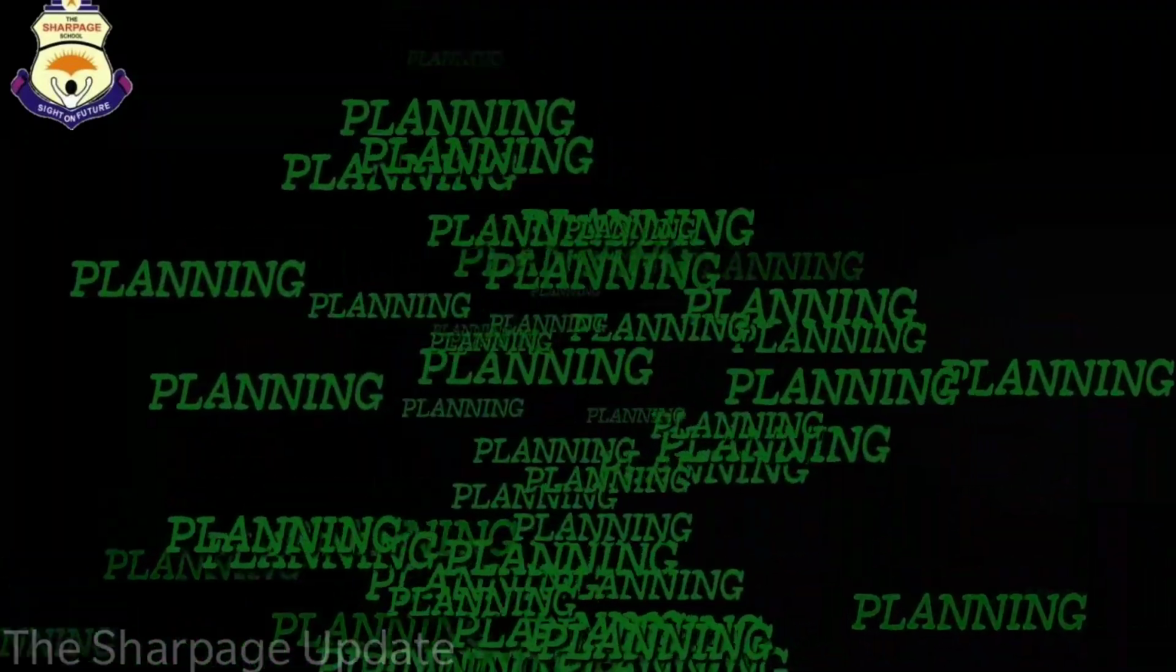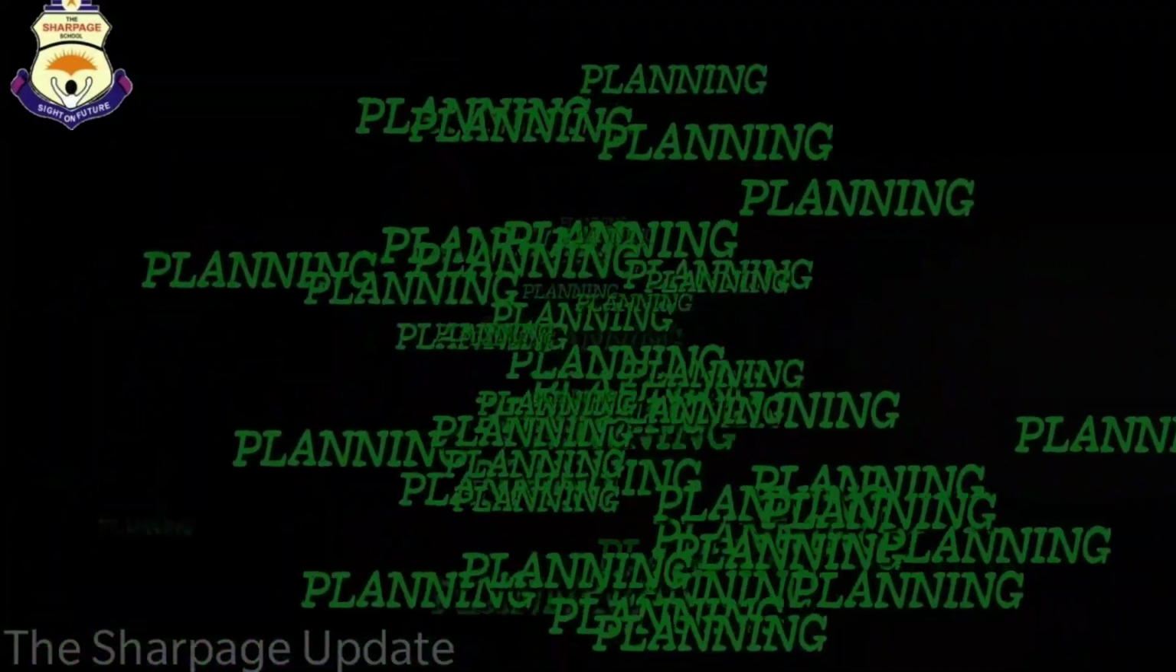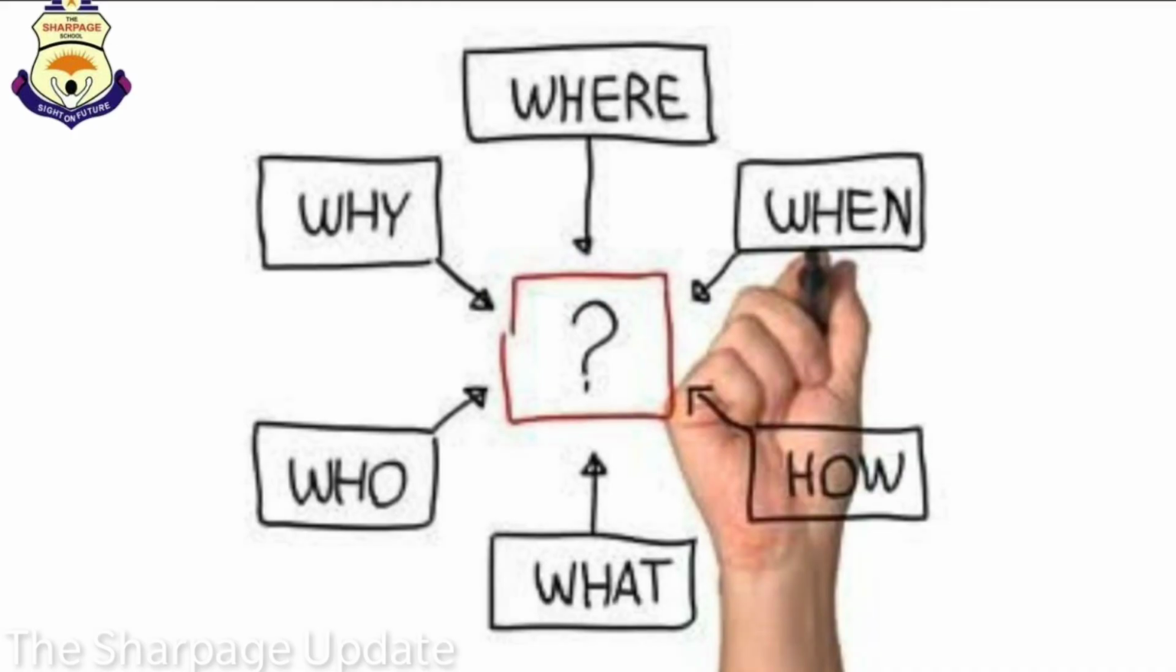Now we will discuss the term planning. Planning is the process of determining in advance what is to be done, how it is to be done, where, when and by whom it is to be done. In other words, planning is selecting information and making assumptions regarding the future to ascertain activities necessary to achieve organizational objectives.